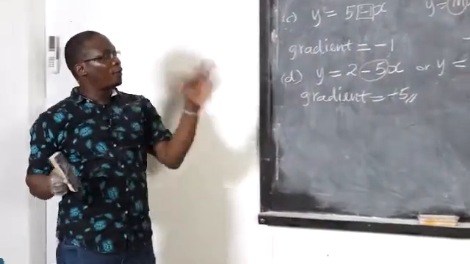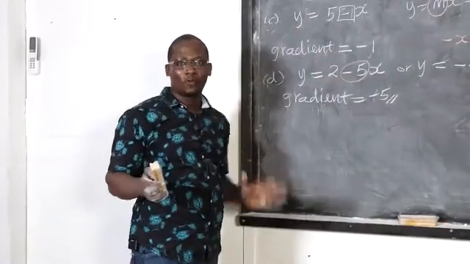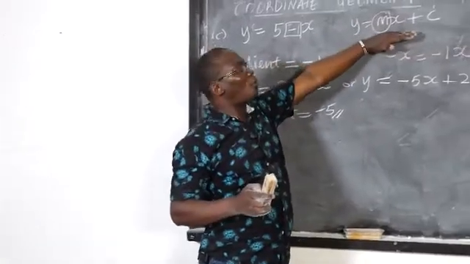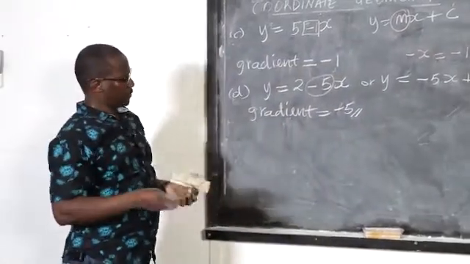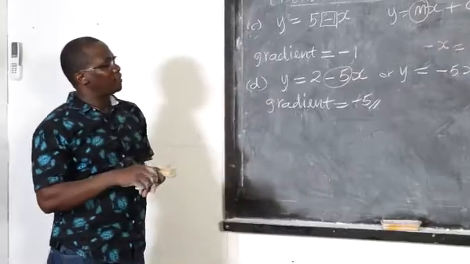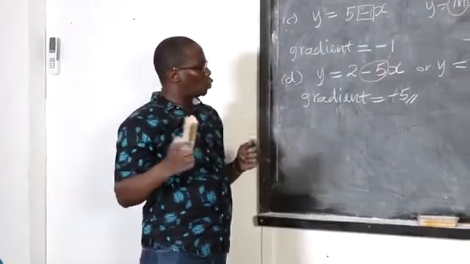So now you know 2 methods on how to find the gradient. When you're given the coordinates, remember the formula. When you are given an equation, remember the general form of an equation. Hope that is very clear. So we are moving on to the next objective, that is finding the equation of a line given 2 points.